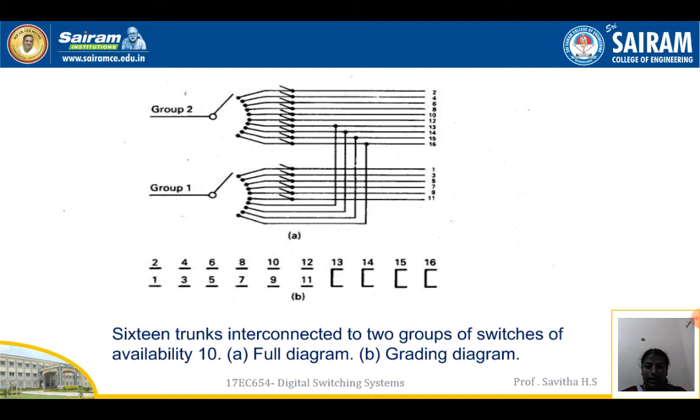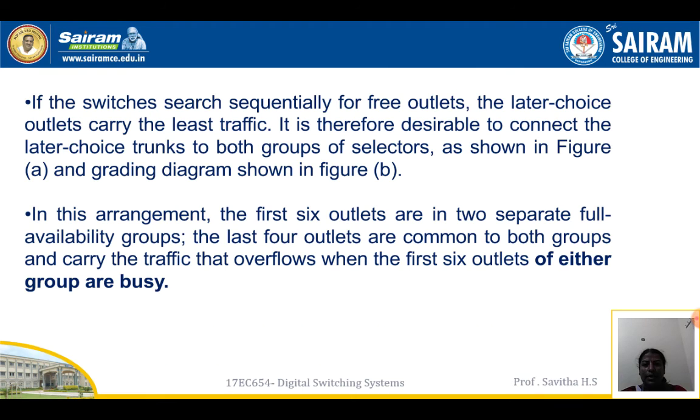16 trunks are interconnected to two groups of switches. This will have availability 10. The arrangement requires only one outgoing trunk more than a full availability group having a similar grade of service. The technique described above of interconnecting the multiples of switches is called grading. An interconnection of trunks based on this principle is called grading. The conventional diagram representation of a grading is as shown in figure B.